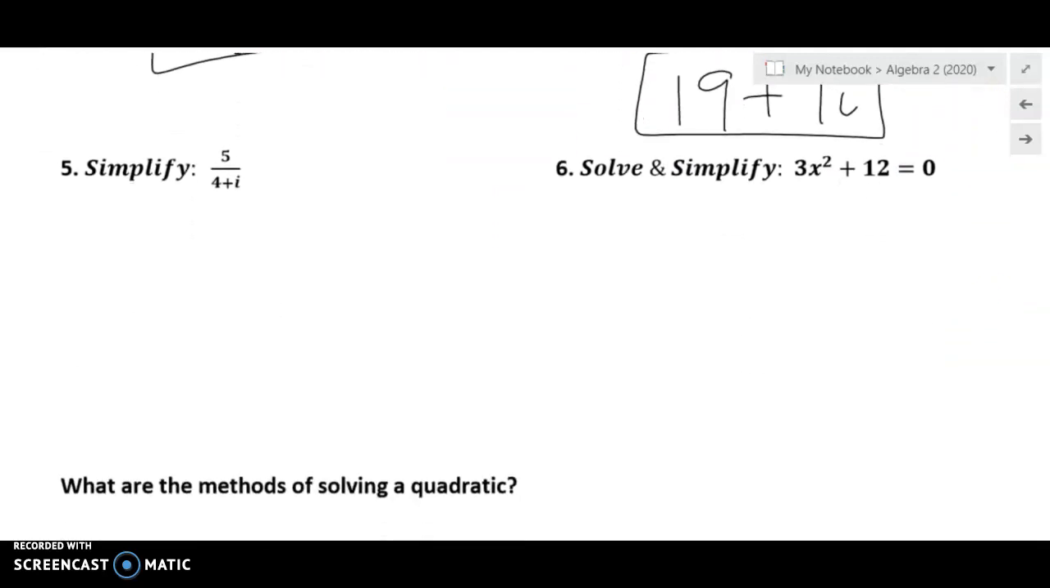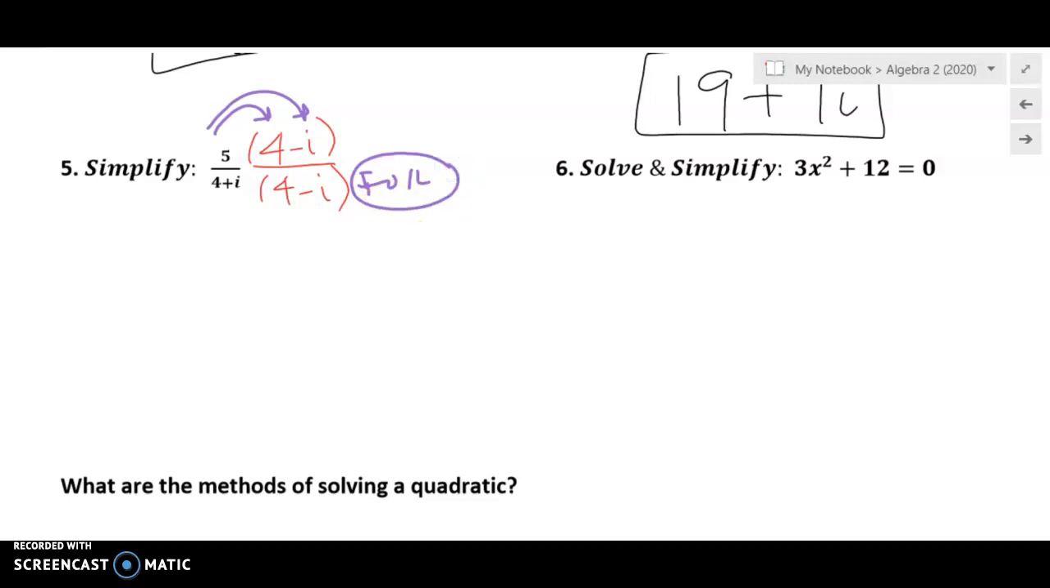Okay. Number 5, simplify. This is a conjugate problem. I showed this to you briefly. You want to get rid of the i on the bottom, so I do 4 minus i. I do that on the top and the bottom. So when I do this on the top, I am distributing. So I distribute that 5 there. And on the bottom, I FOIL. So I'm just going to write this out so you kind of know what I'm doing.